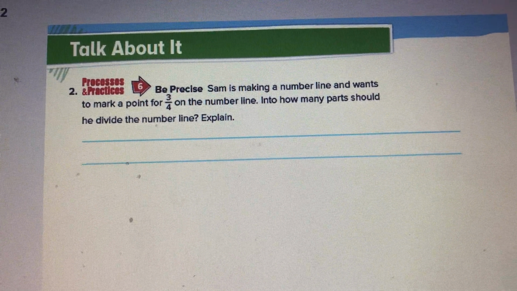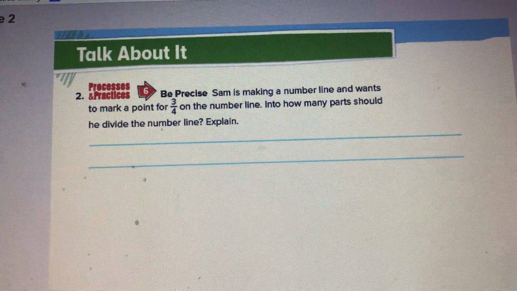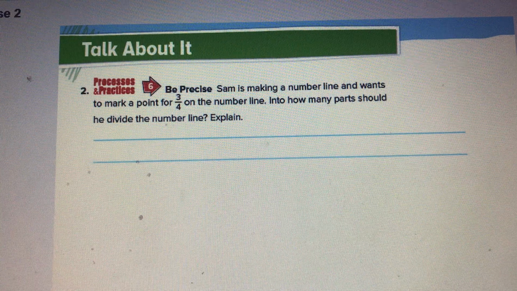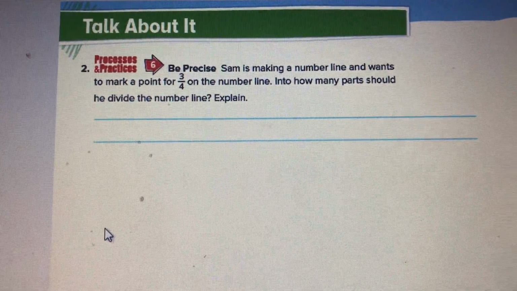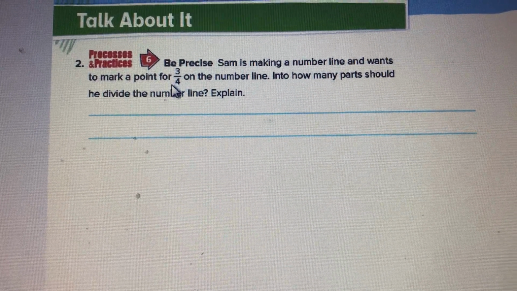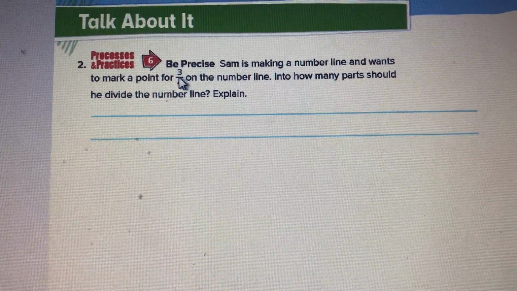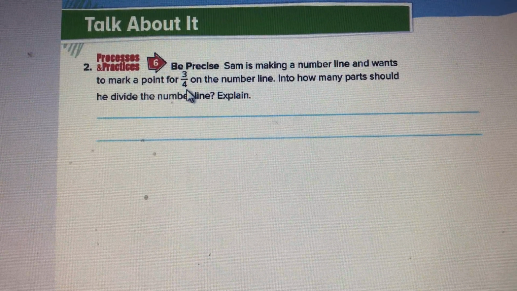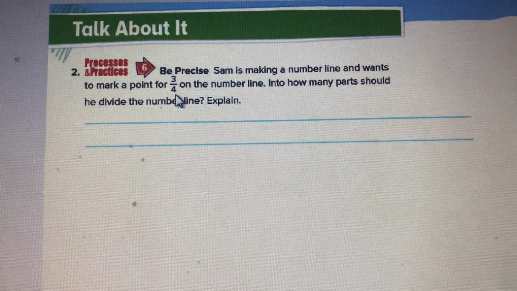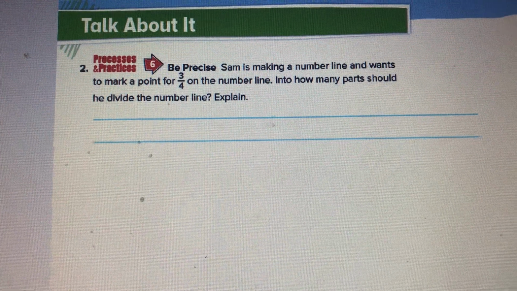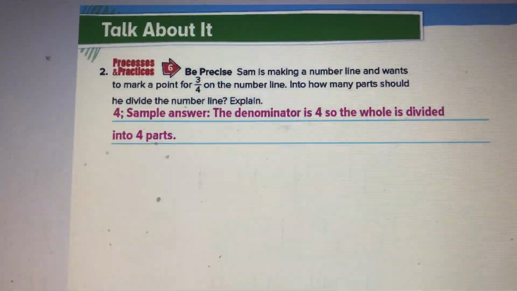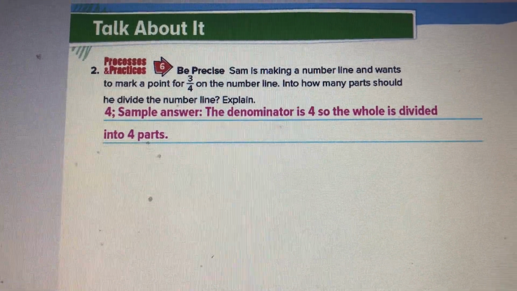Sam is making a number line and wants to mark a point for 3/4 on the number line. Into how many parts should he divide the number line and explain? I kind of think of when we do number lines, your denominator is a good clue to how many parts you're going to divide your number line into. So looking at your denominator, what would you divide it into? Yep, 4. The denominator is 4, so the whole is divided into 4 parts.